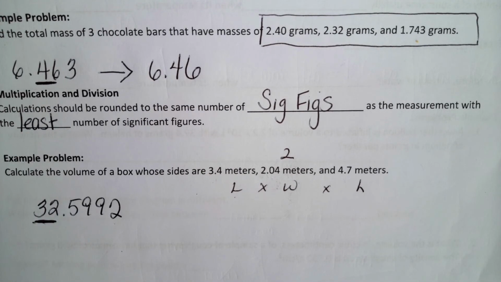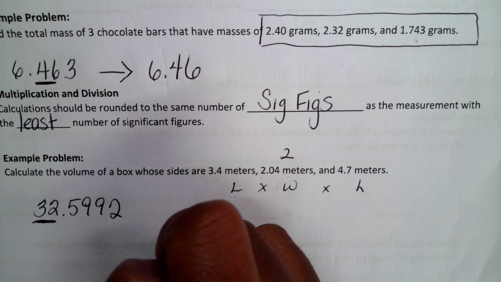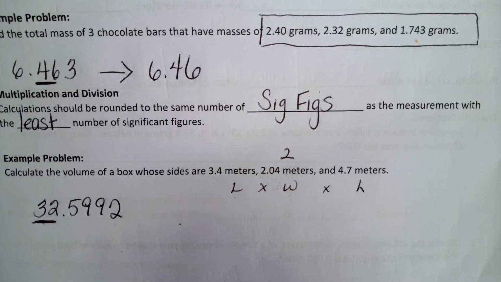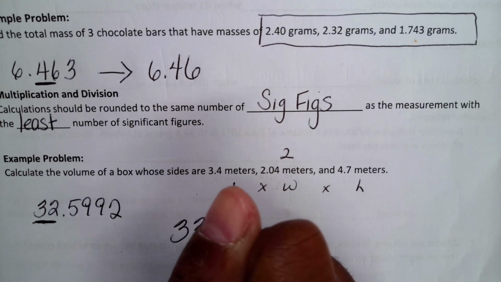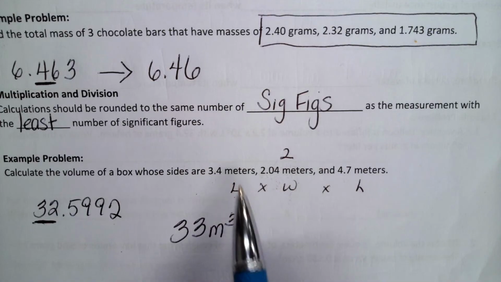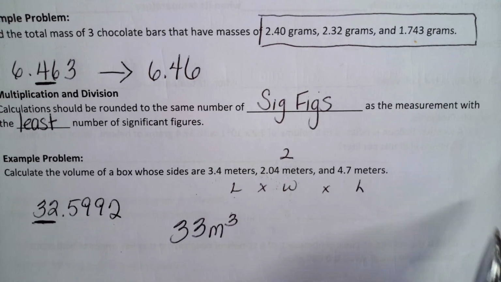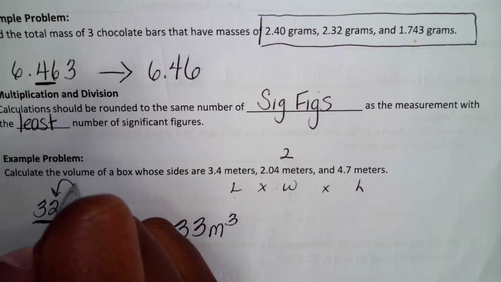So what should our answer be? We can only have 2 sig figs. 32 or 33? 33. And this would be meters cubed because we had 3 meters that we multiplied. This rounds up.